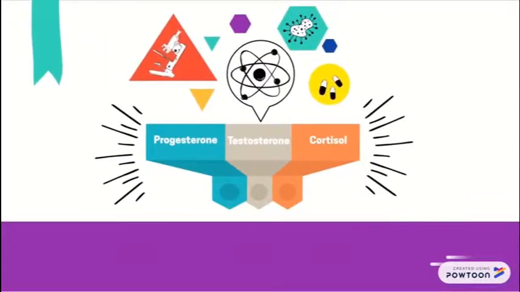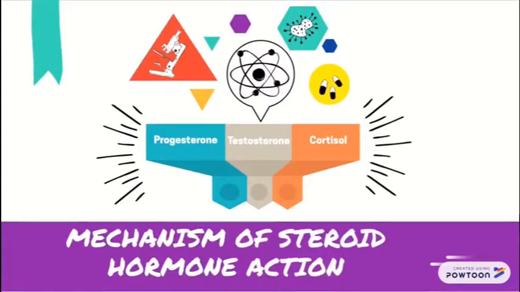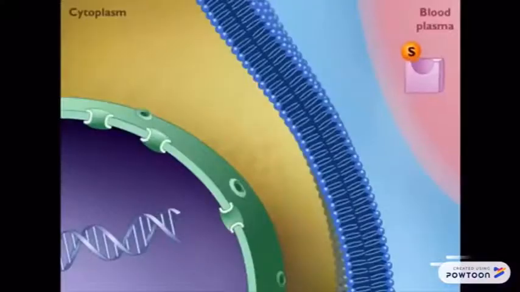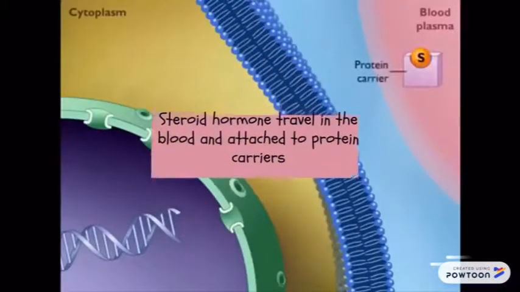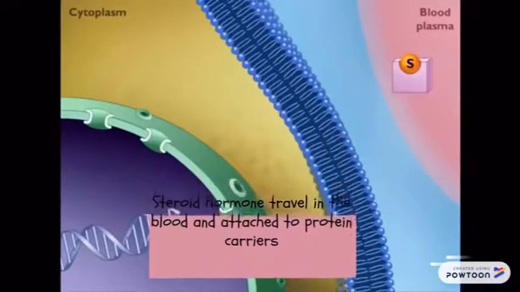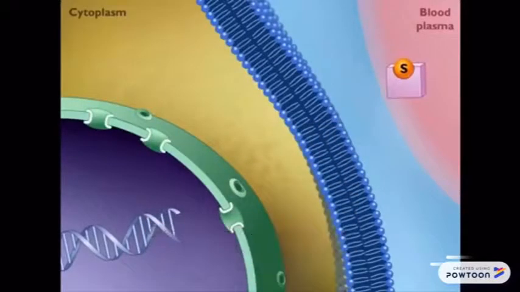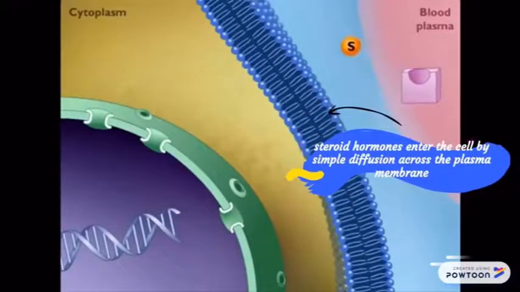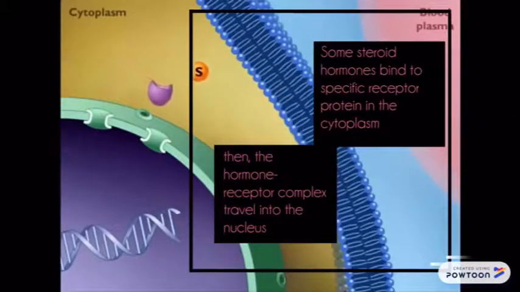Hi, I'm Weena and I will be explaining the mechanism of steroid hormones. Steroid hormones are not water-soluble. They travel in the blood attached to protein carriers. When steroid hormones arrive at target cells, they dissociate from protein carriers and pass through the plasma membrane by simple diffusion.